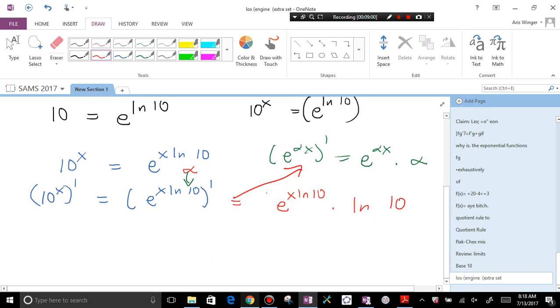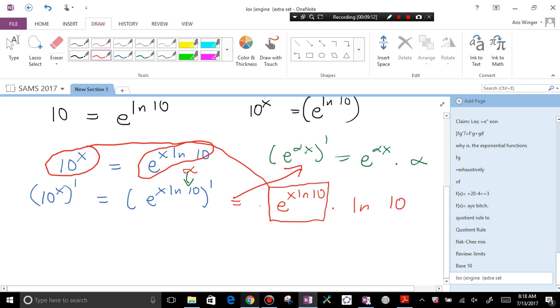We just need to remember what this was again. What's that? That's just 10 to the x. So the derivative of 10 to the x is 10 to the x times the natural log of 10. So that is the proof. Of course, you know this has nothing to do with the number 10. The derivative of 15 to the x is 15 to the x times the natural log of 15.